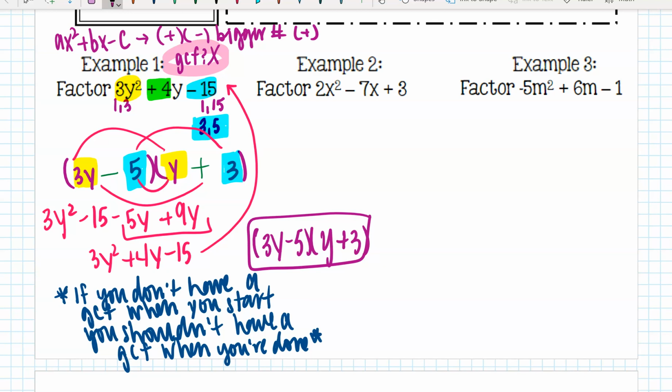All right. So I want to take a look at another example, very similar. So we're going to do example 2. I'm going to move some stuff so we can make that happen.